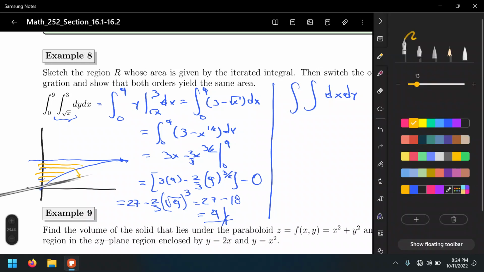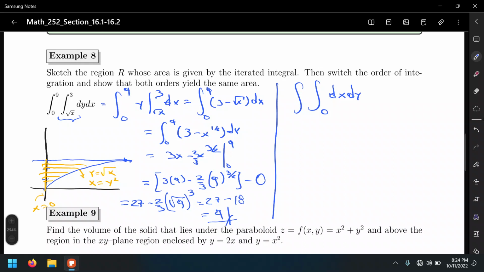So y equals square root of x, which is the same as saying x equals y squared. And this vertical line right here is x equals 0. So we're going to integrate from 0 to y squared. All right. And the limits of integration in the y direction are going to go from y equals 0 to y equals 3. And we may go about the integration from 0 to 3.